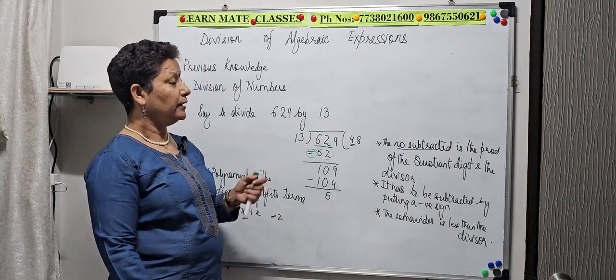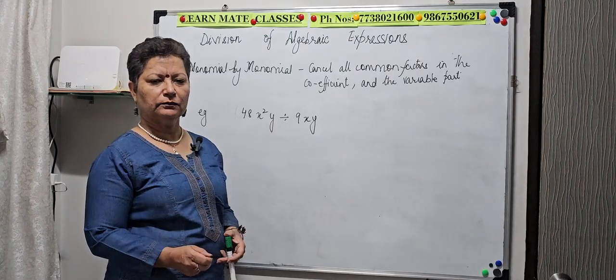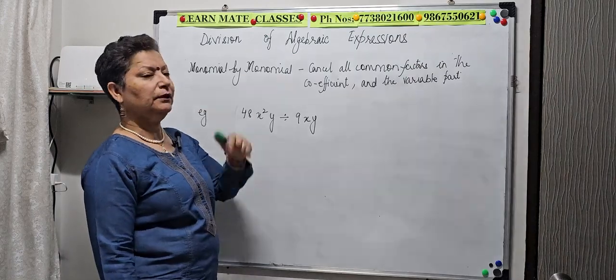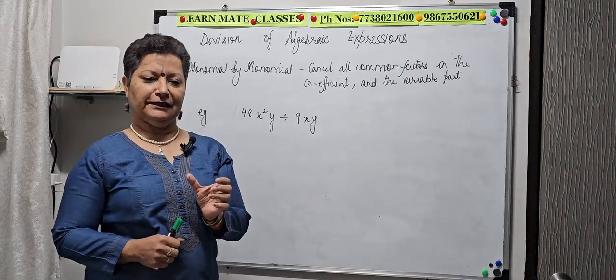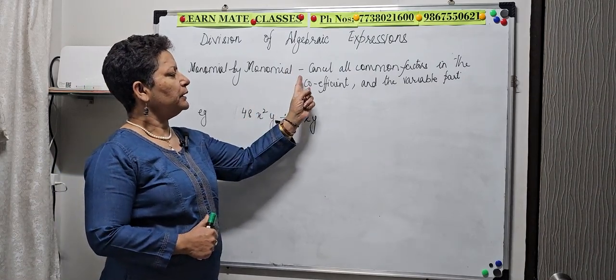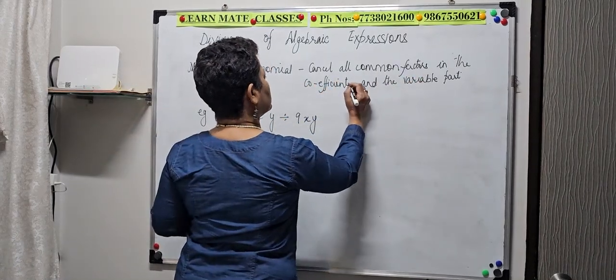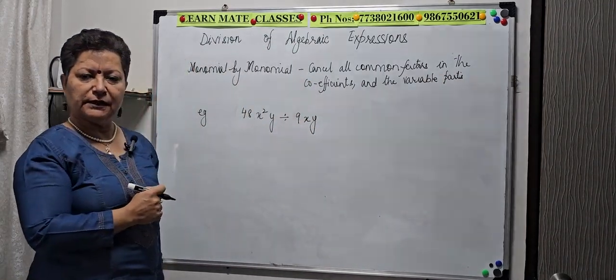Let's just start with this particular aspect with a small sum. So first of all, we'll start with dividing a monomial by a monomial. Remember, a monomial is nothing but a single term algebraic expression, right? Or a polynomial. So what will I do? I'll cancel all the common factors in the coefficients and also then the variable parts, right? So I've written down an example.